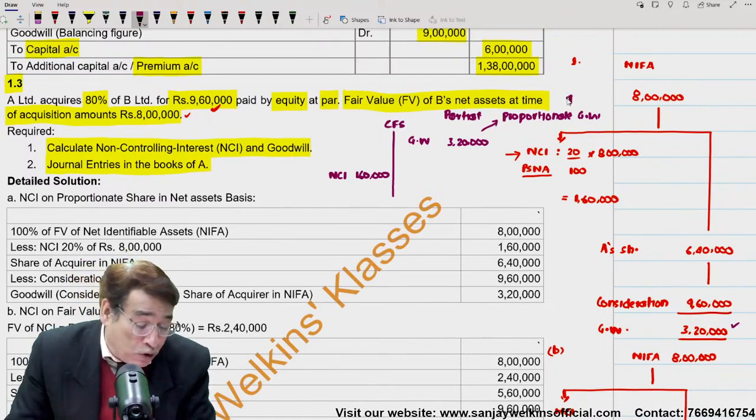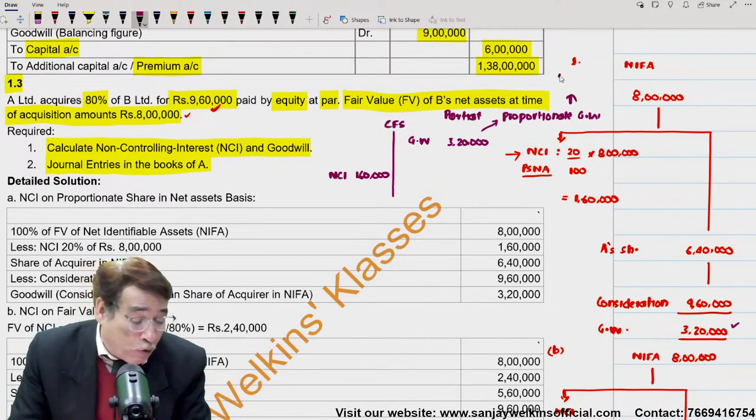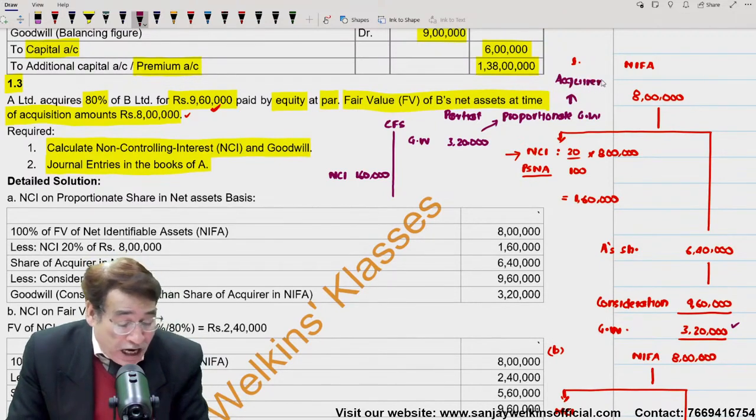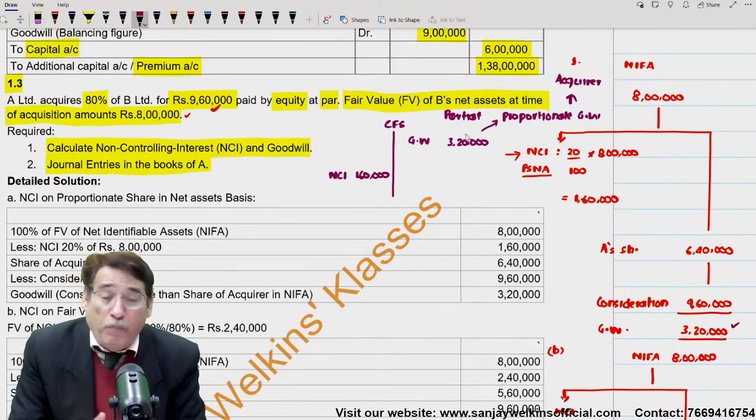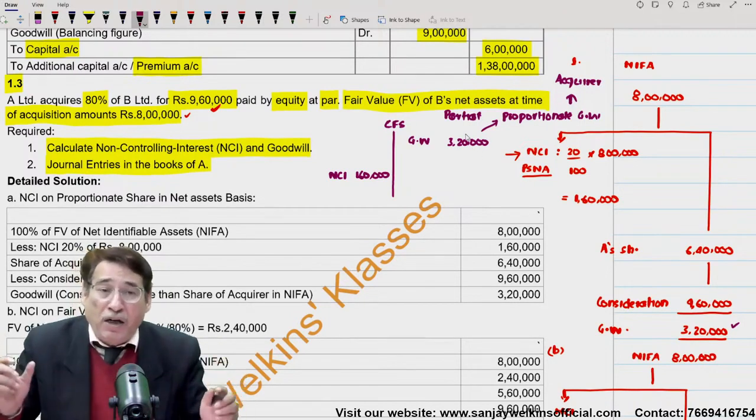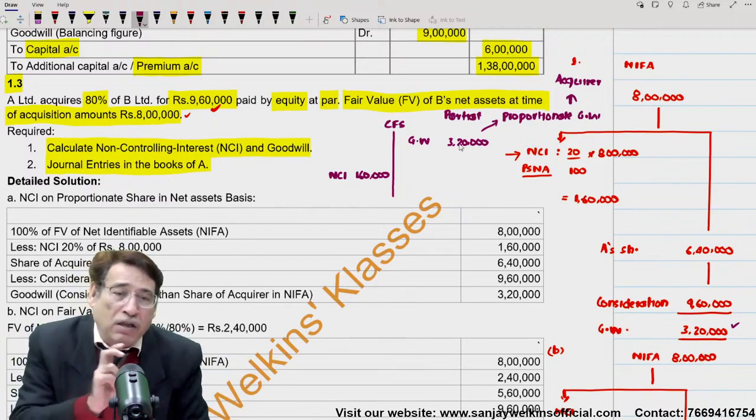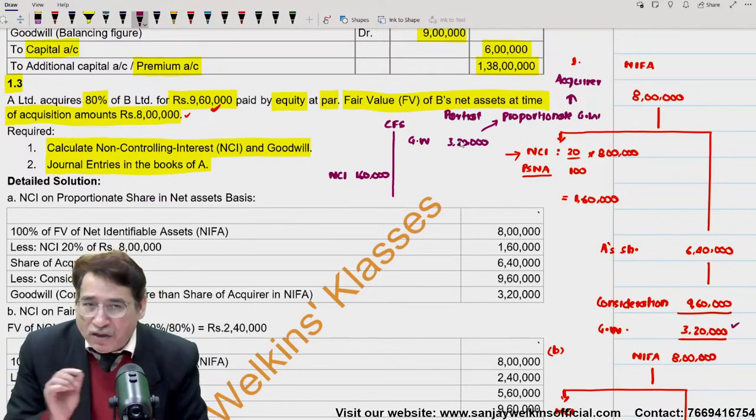It means this goodwill belongs to the acquirer only. That means this amount of goodwill belongs to the acquirer only. In this goodwill, there is no share of NCI. Is it clear to you?